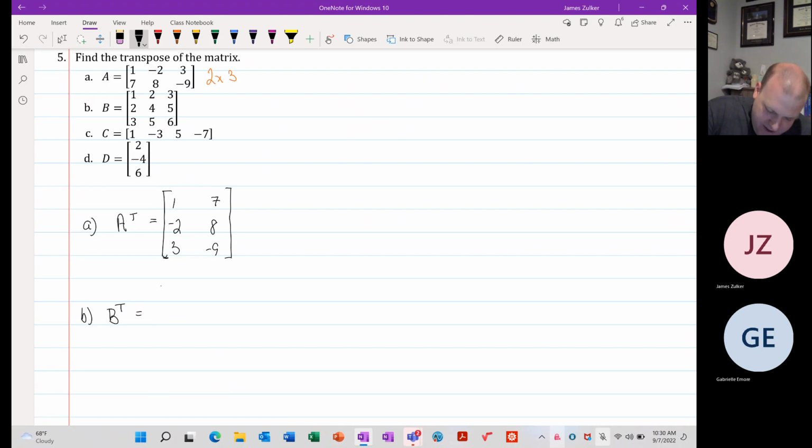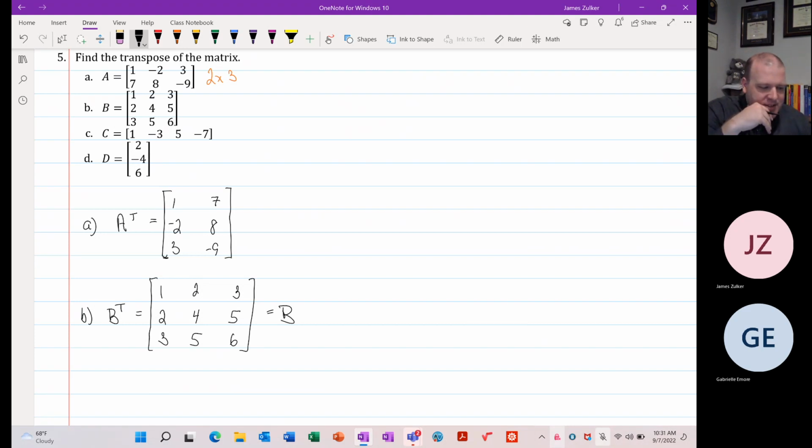B transpose is going to be 3 by 3. All right, column 1 of B transpose is row 1 of B, so 1, 2, 3. Column 2 is row 2, so 2, 4, 5. Right? Column 3 is row 3, so 3, 5, 6. Notice that this is B, right? So B transpose is equal to B.